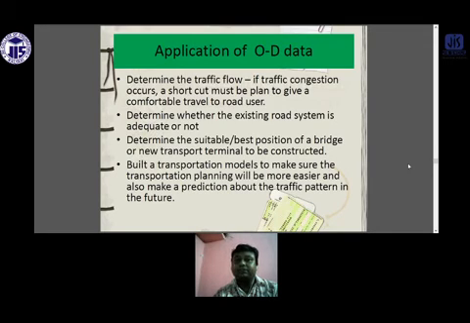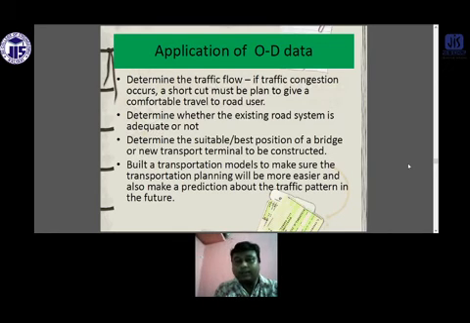If traffic congestion occurs, a shortcut must be planned. Shortcuts mean alternative routes, the nearest possible alternative route for diversion, so that the traffic volume or the jam will be reduced on the main arterial road or the main road which passes through the heart of any city or any village. So a shortcut must be planned to give comfortable travel to the road user.